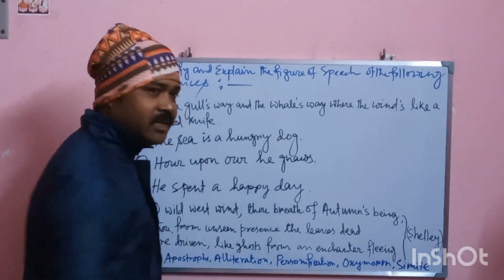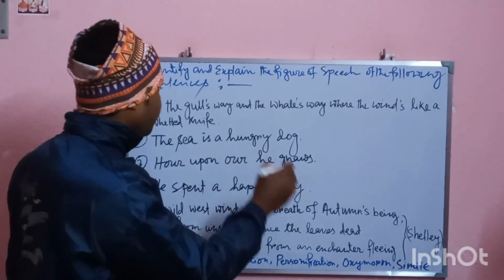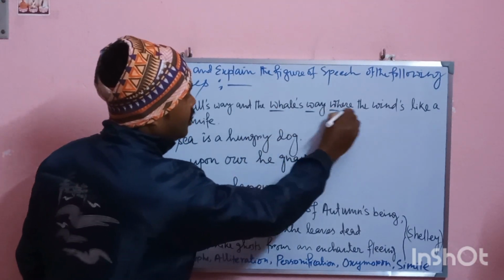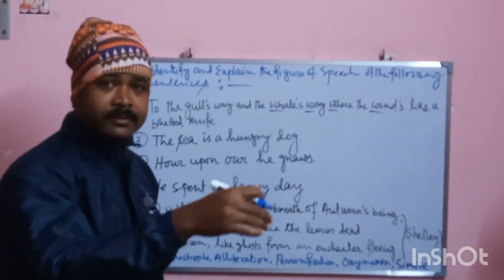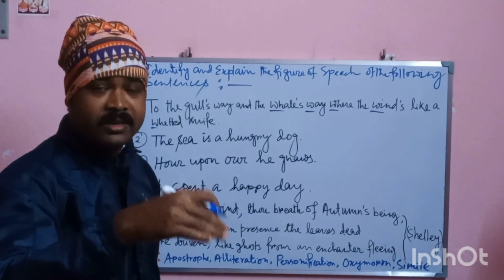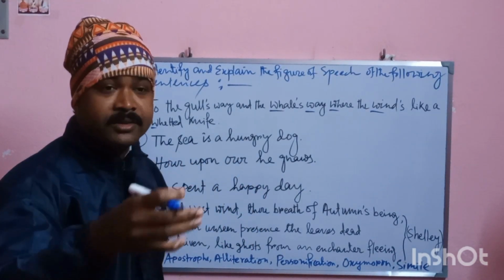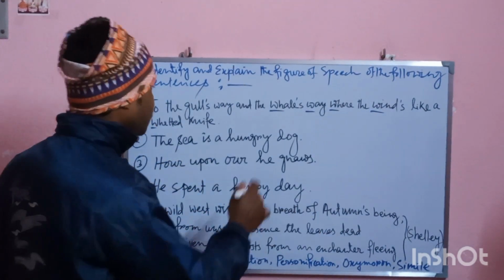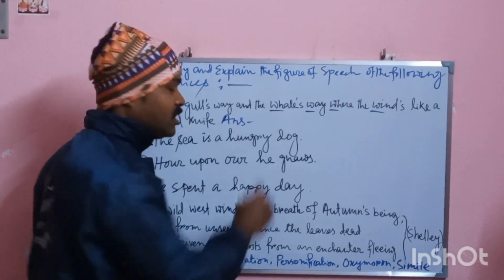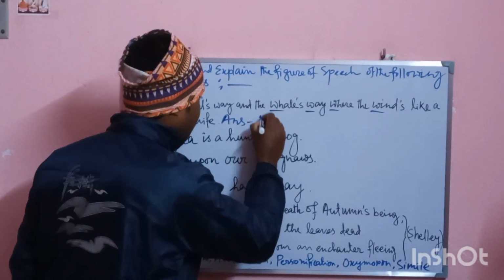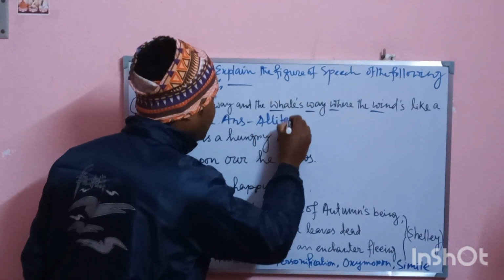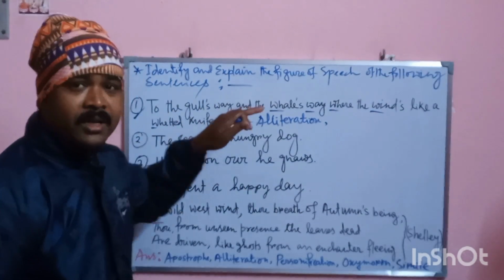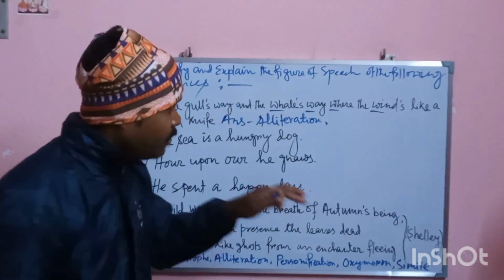So this line is, first, an example of alliteration. Alliteration, here the letter W is repeated in a number of nearby words. When such letters or syllables, sounds are repeated within a sentence, it is called alliteration. So it is an example of alliteration. A-L-L-I-T-E-R-A-T-I-O-N, alliteration. The sentence is also an instance of simile.